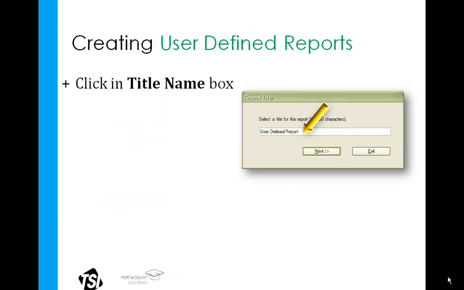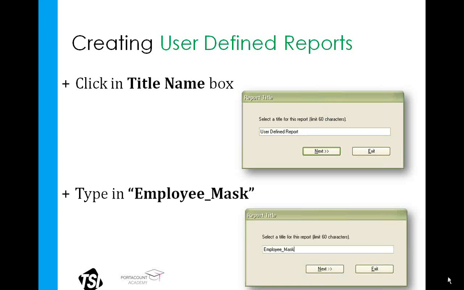After we select Create New Report, we are asked what we want to name that report. Now in this example, I want to create a report that just has the people's first and last name and the respirator that they were fit tested in. So I'm going to name my report employee_mask, because that's the information I want, the employee's name and the mask they were fit tested in. Once I have the name chosen, I just need to click on Next.